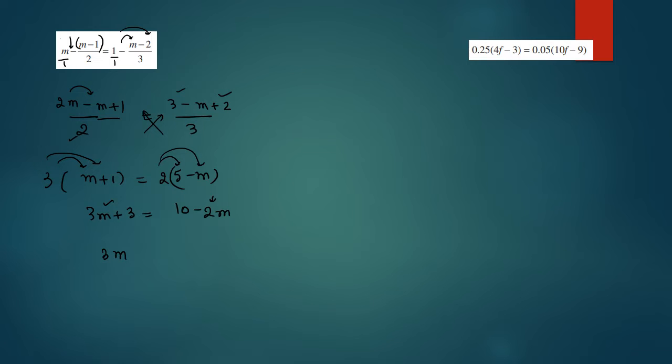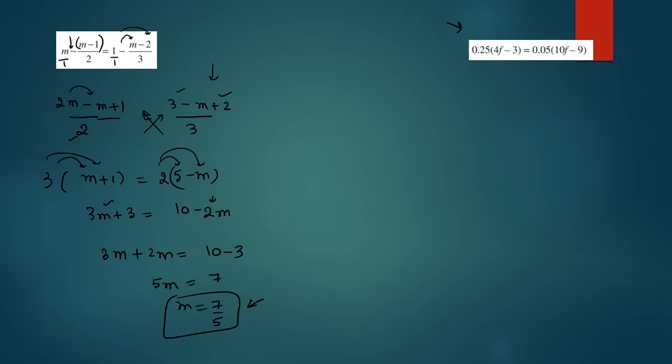You can bring this 2m onto the left hand side. It will become plus 10 minus 3. So 5m is 7. M becomes 7 by 5. Okay. If the question is in mixed fraction, then you have to leave the answer in mixed fraction. See the form of the question and leave the answer in that form.